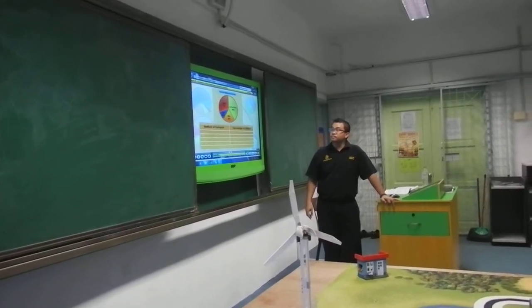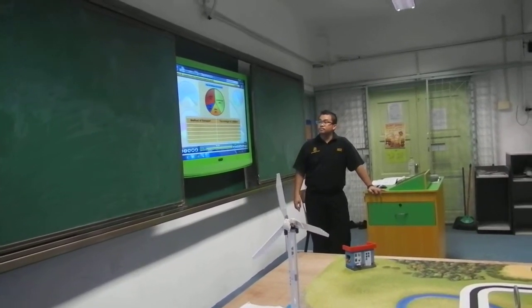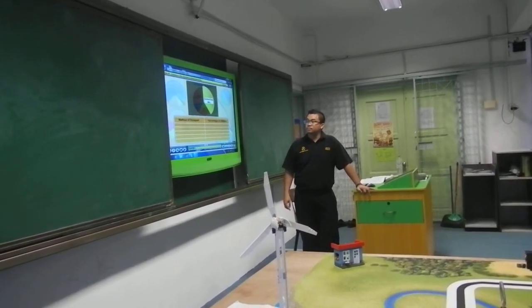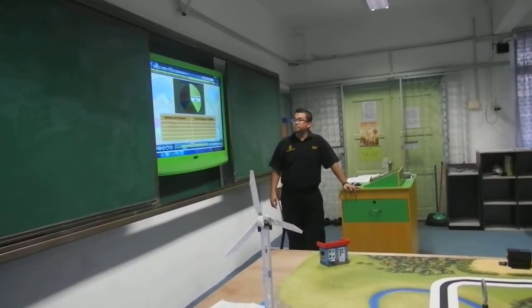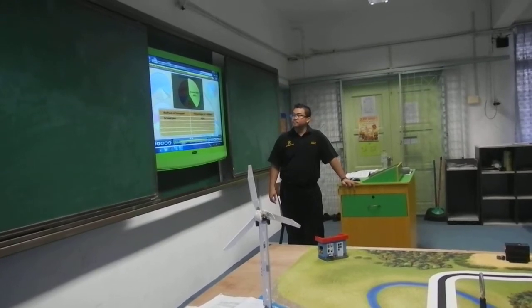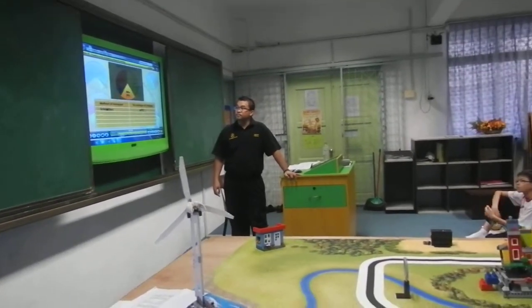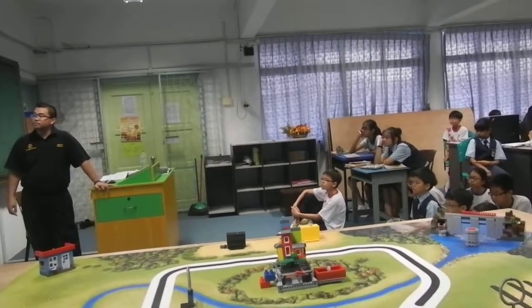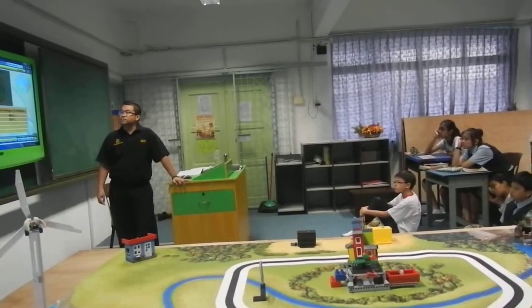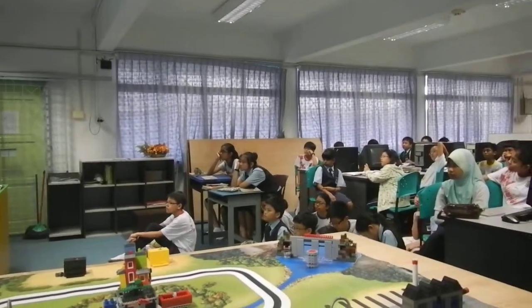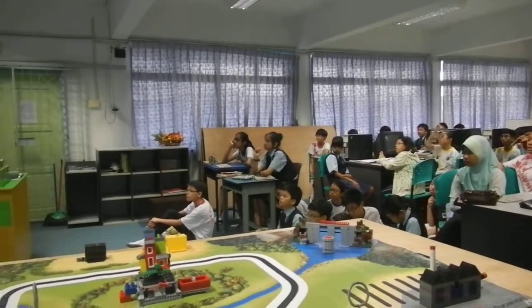What does each slice show? The biggest slice shows 40% of the children go to school by school bus. 20% of the children cycle to school. The smallest slice shows 10% of them go by car and 30% walk to school.